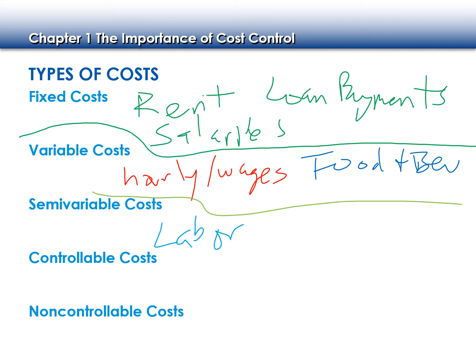Controllable costs. Things that we have control over. Food, labor, beverages. Do we have control over our rent? No. Not in the short term. Eventually, you know what, this rent is not working out, it's too high, when our lease is up, then we gotta move. Okay? But we can't leave unless we're gonna break our lease. And is that cheap? No.